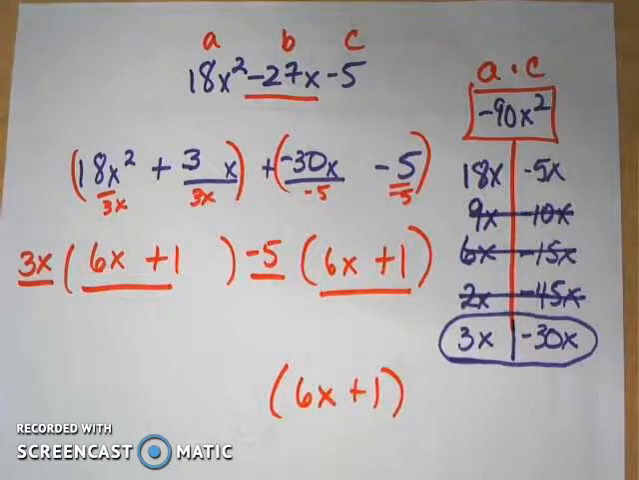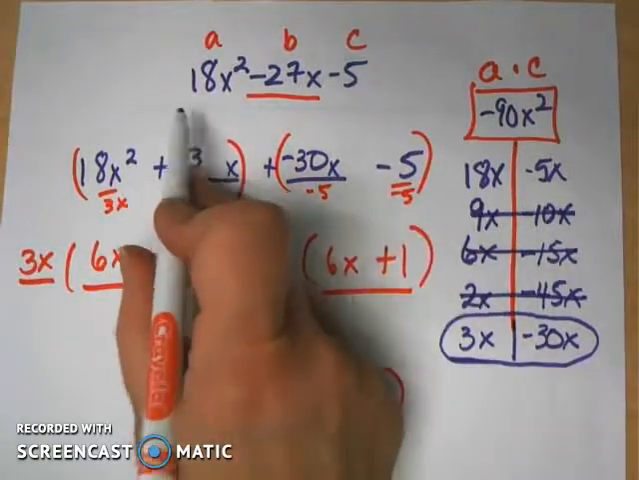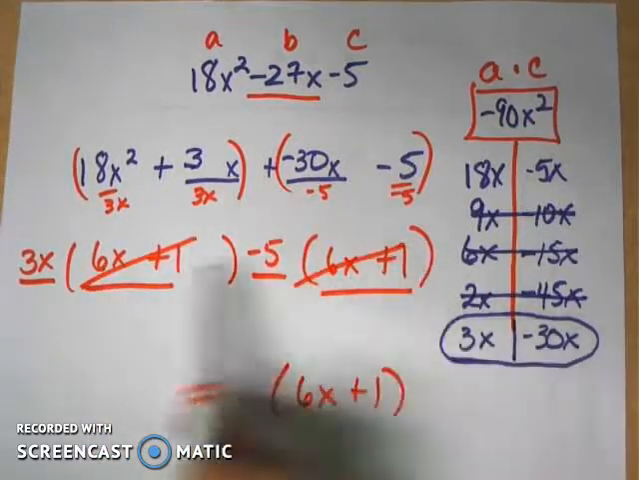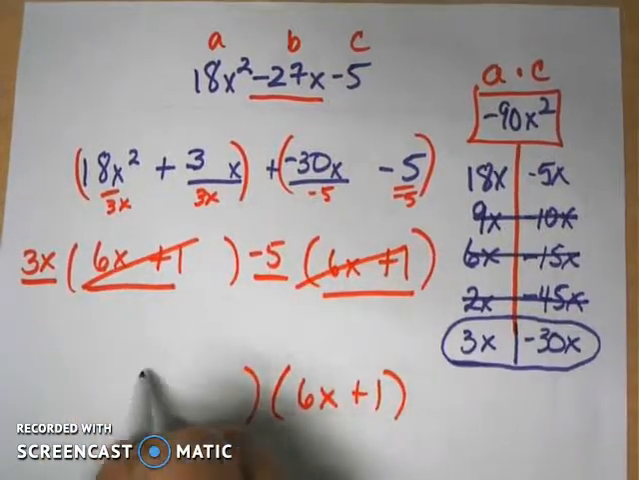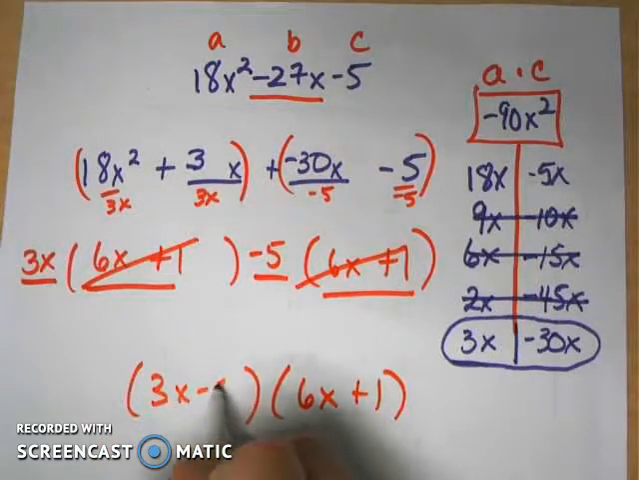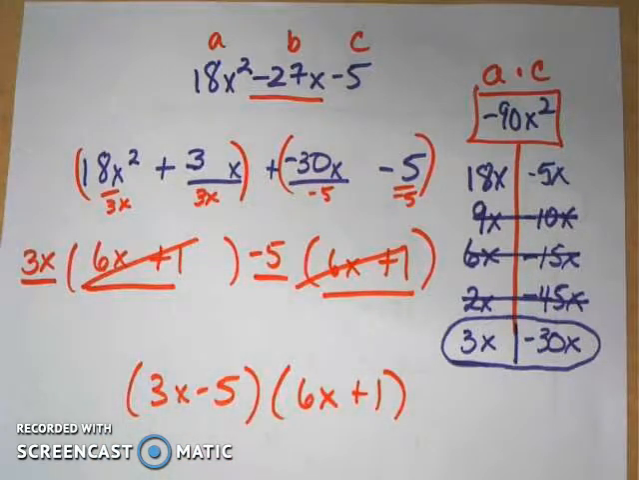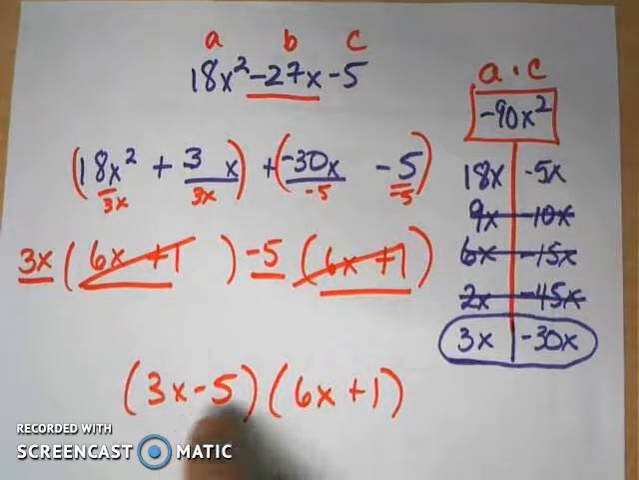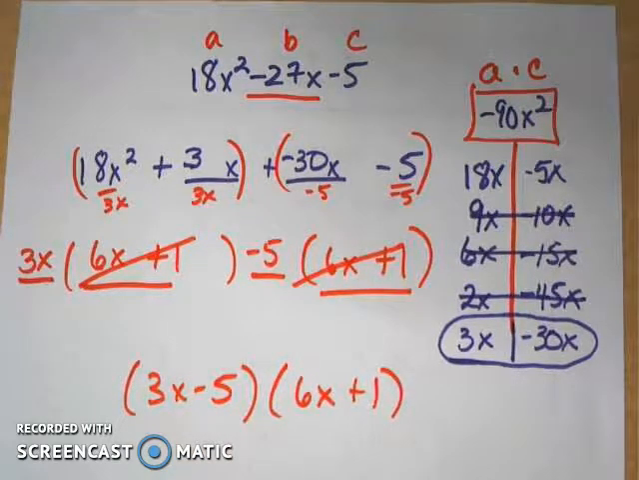Now, what got distributed over 6x plus 1 to get our product of 18x squared minus 27x minus 5? Well, 3x minus 5 is my other factor, the other binomial that was multiplied with or distributed with 6x plus 1. If I want to check to see whether or not this is truly the set of factors, then I would just remultiply these two binomials and double check that I get the same answer.